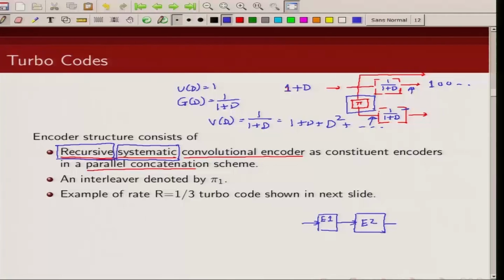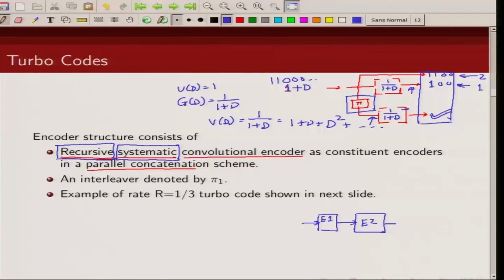Now, to have a code with overall weight large, remember my input is only 2 weight, my input is 1 1 and all zeros. So, here also I will get 1 1 and all zeros. So, here I am getting only weight 2, here I am getting only weight 1. Now, to have an overall weight large, what would you like? You would like to have a large number of 1s coming out from this parity check bit. Now, how can you do that?